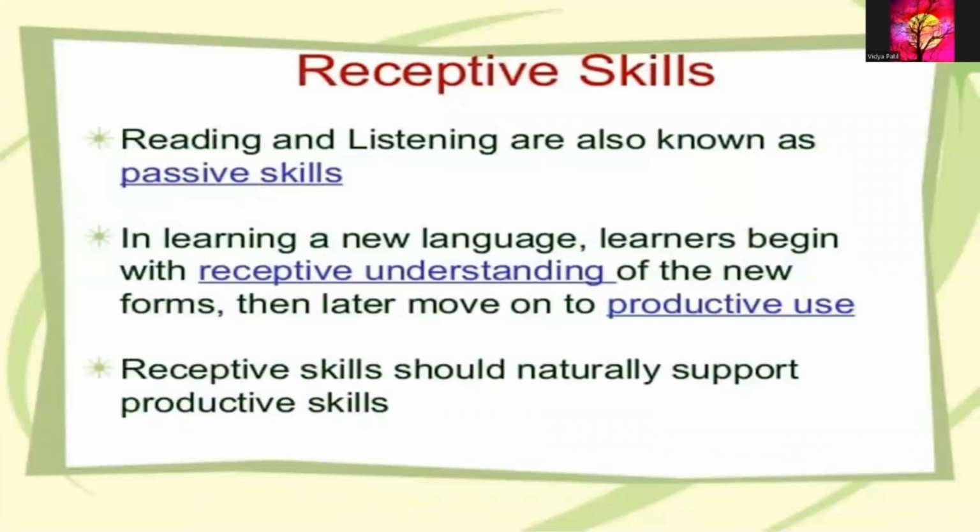Receptive skills, that is reading and listening, are passive skills. Whenever we are learning a new language, learners begin with the receptive understanding of the language and then they move on to the productive use. Whenever you have learned your native language, you begin with listening to the language. Then later on we learn to read and write in the language. Receptive skills naturally support the productive skill.